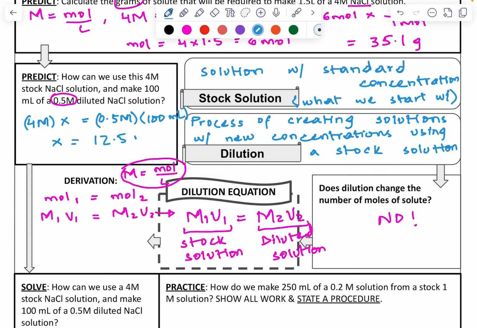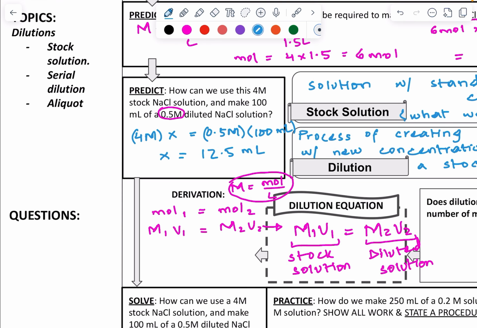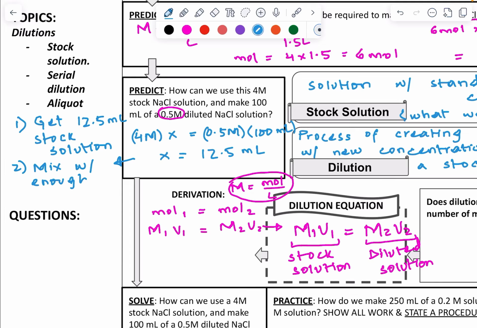So we are going to need 12.5 milliliters of the stock solution, and we are going to mix that with enough water to make a 100 milliliter solution. So step 1 is to get 12.5 milliliters of stock solution, and step 2 will be to mix with enough water to make 100 milliliter solution.